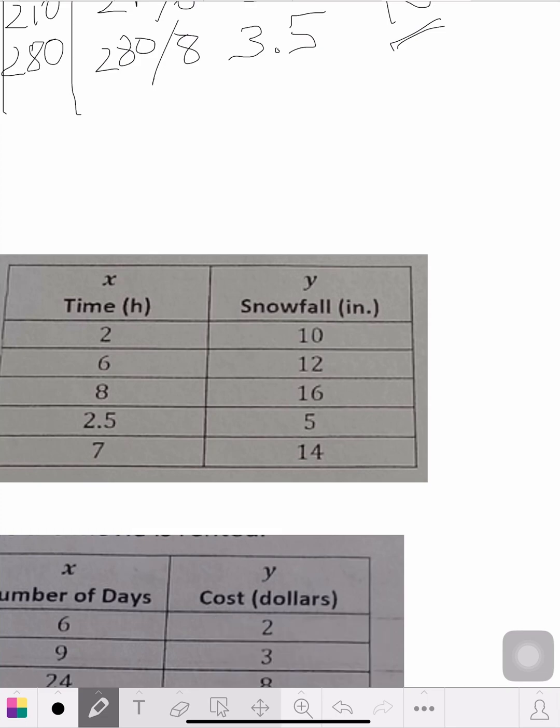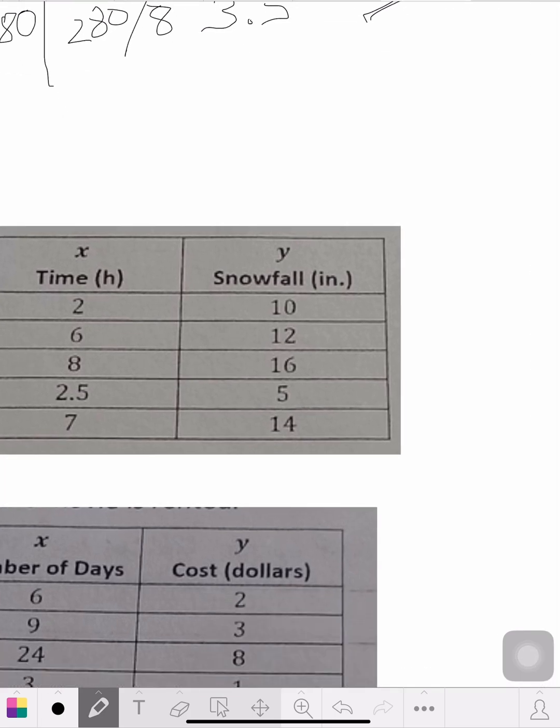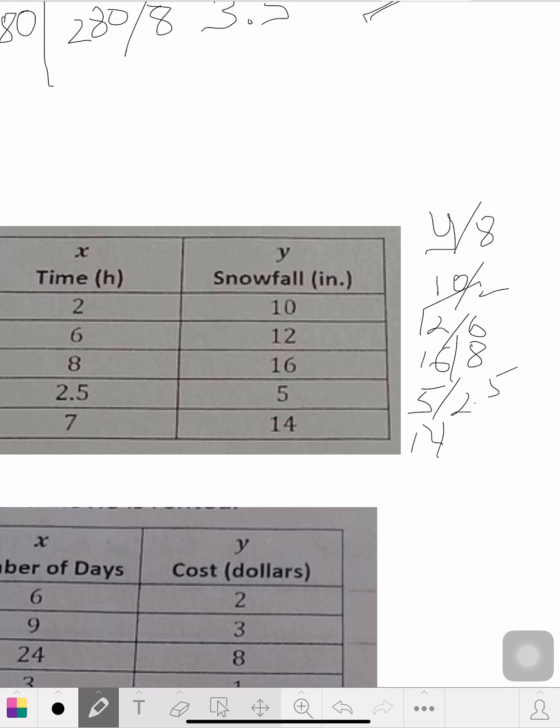Same thing. It's time passed and how much snowfall has come. So let's make our third column, and I'm going to put the bigger number over the top again, so Y over X, Y divided by X. So what do we got? We got 10 divided by 2. Then 12 divided by 6. Then 16 divided by 8. Then 5 divided by 2.5. Then 14 divided by 7.